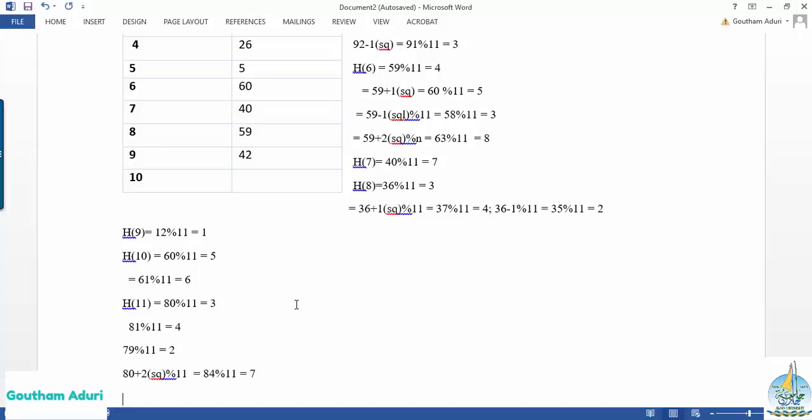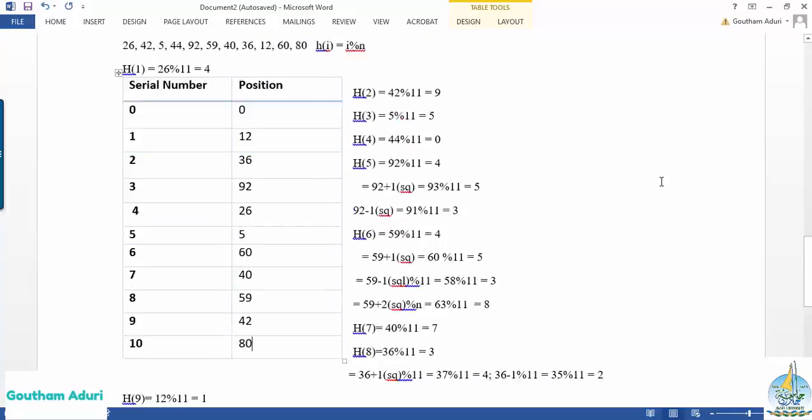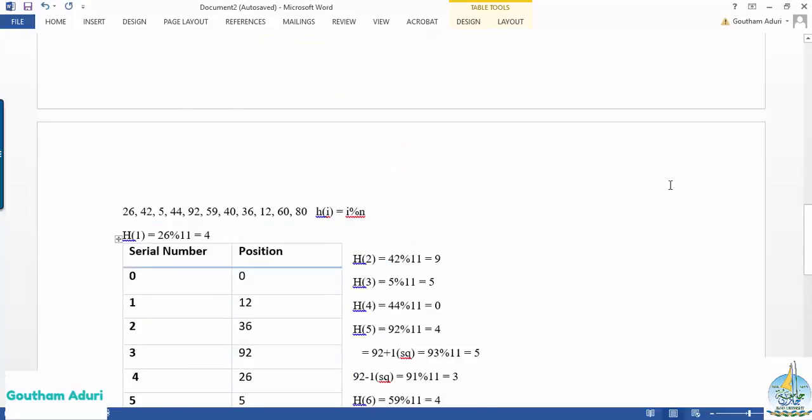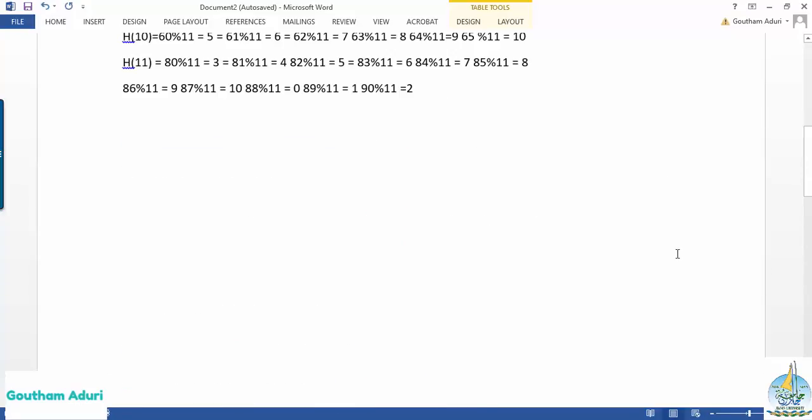And 80 minus 2 square mod 11. So it's 80 minus 2 square, it's 80 minus 4, 76 mod 11. So it's 11 6 66, 10th position. So now I am going to get the 80 in the 10th position. So this is how you need to solve the quadratic probing and linear probing.